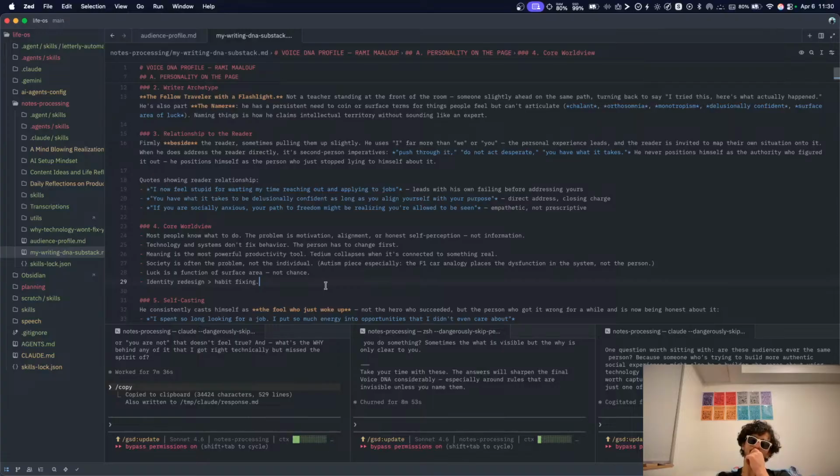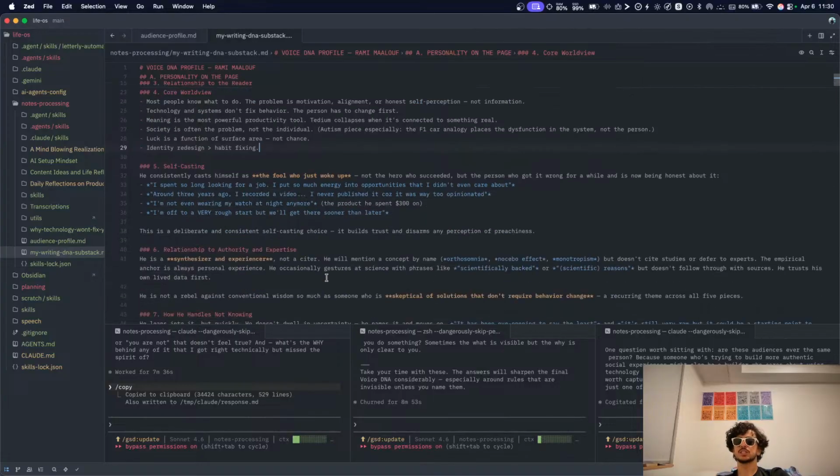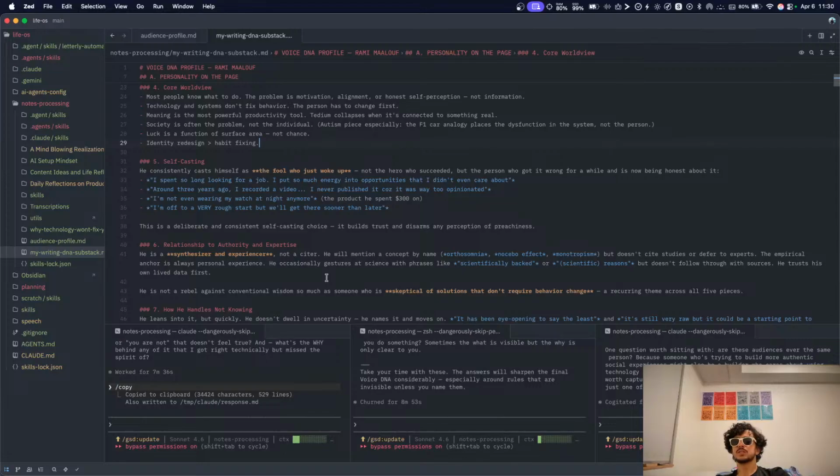Luck is a function of surface area, not chance. He consistently... Wait a minute. Ah, man, I think I really messed up here.